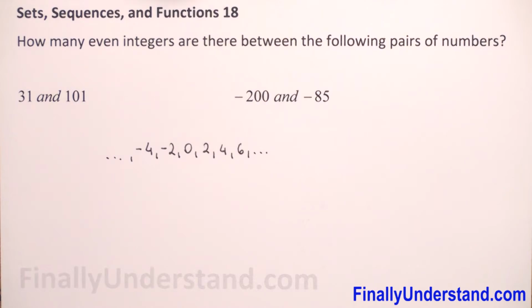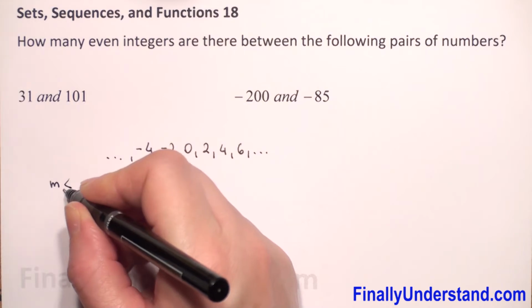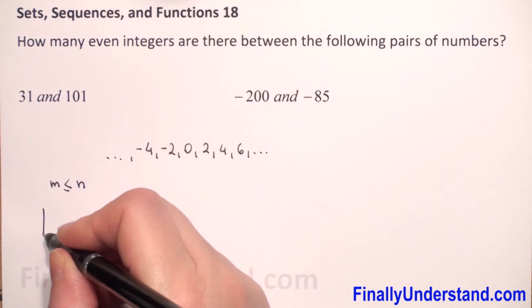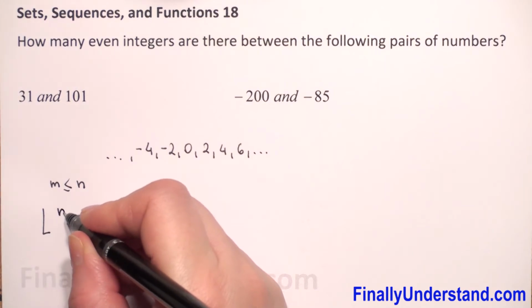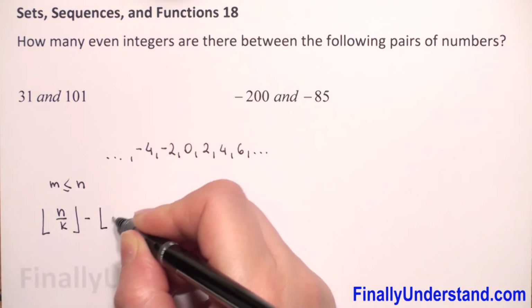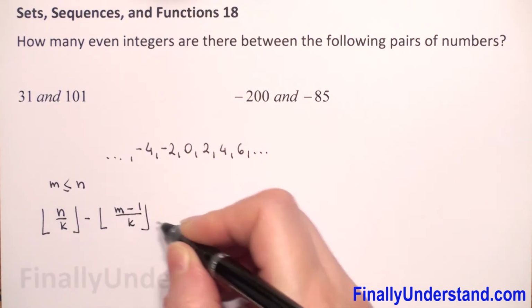So we will use the formula that the number of multiples of k between m and n is floor of n over k minus floor of (m minus 1) over k.